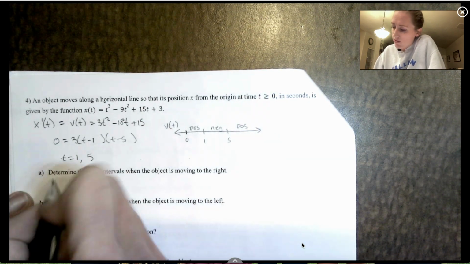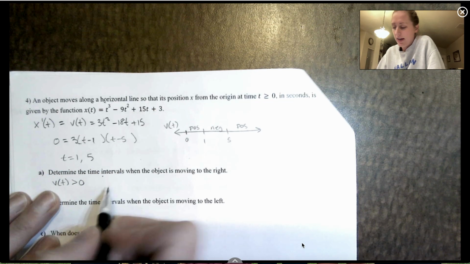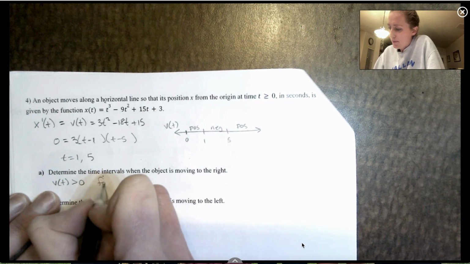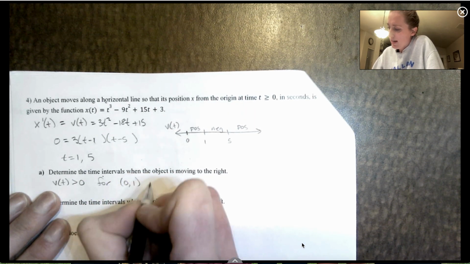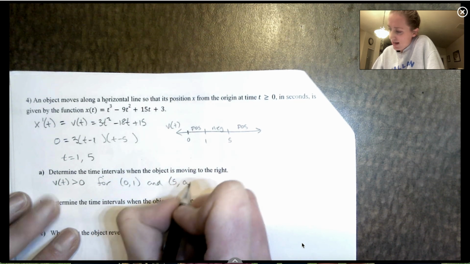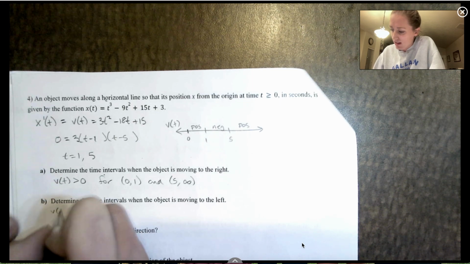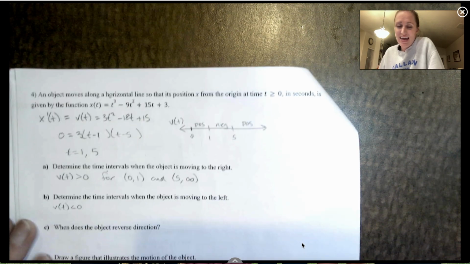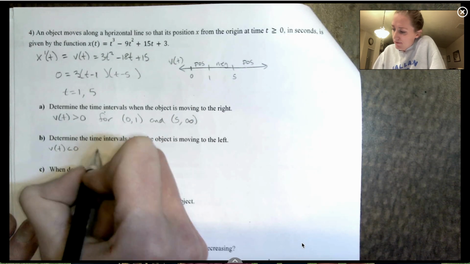when is the object moving to the right? I'm looking for when our velocity is positive, okay? So this is happening for these intervals. It's positive from 0 to 1 and 5 to infinity. So that is when it's moving to the right. When it's moving to the left is when our velocity is less than 0, or negative, and that's happening between 1 and 5.